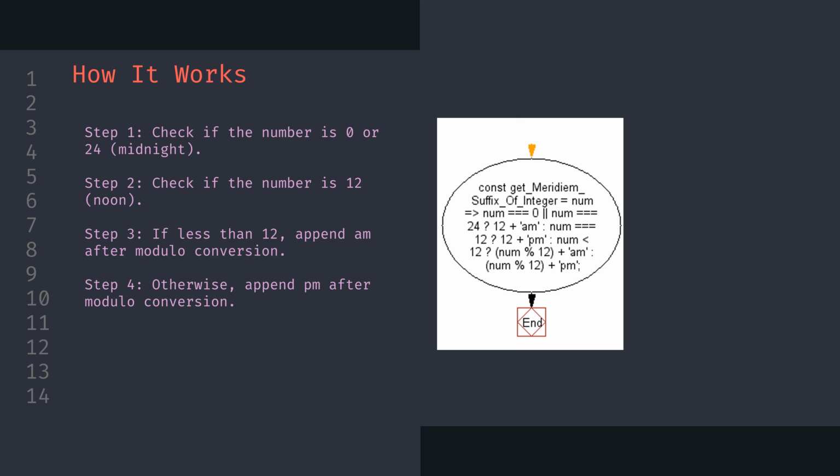Here's the logical flow. First, we handle the edge cases, then decide whether the integer corresponds to an AM or PM time. The modular operator is used to ensure the output stays within a 12-hour format.